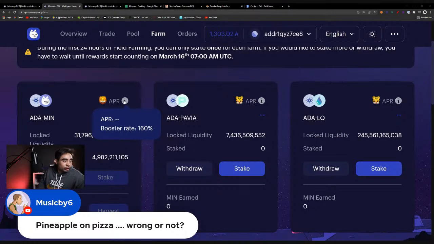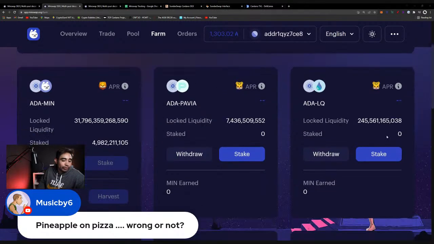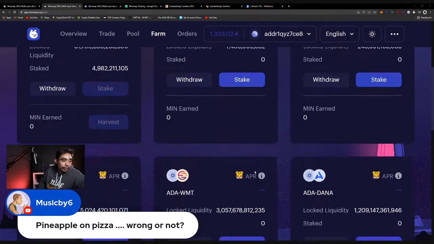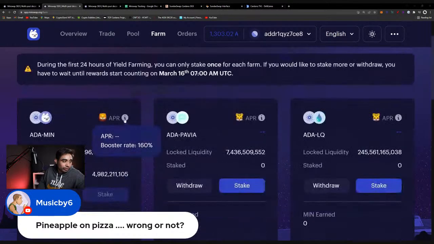Okay, there we go. I see booster rate. It has 160%. If you look over here, these ones don't have anything right now, so that could load up eventually too. Everything is starting to come along. You guys can see my screen. It says booster is 160%.